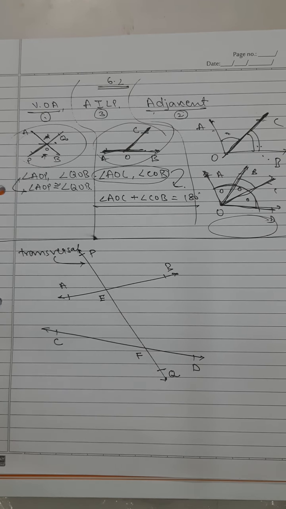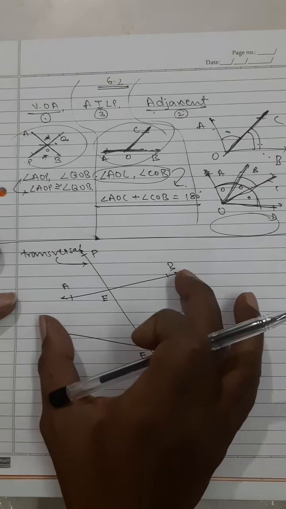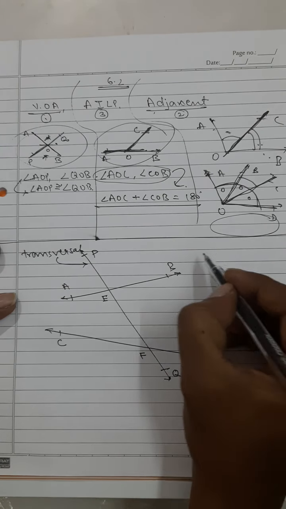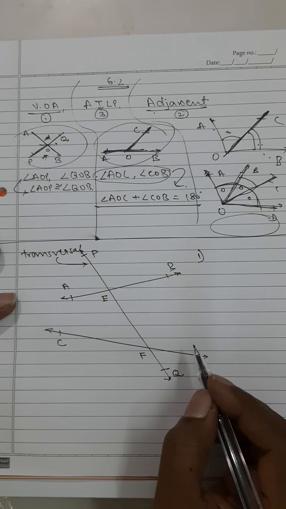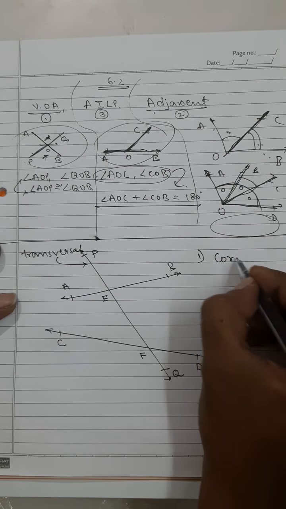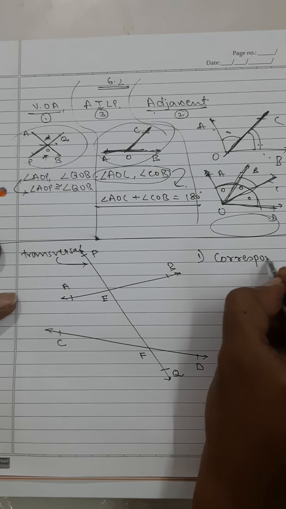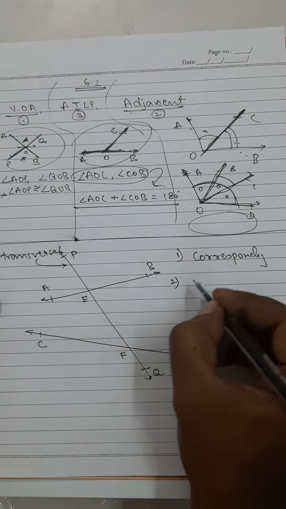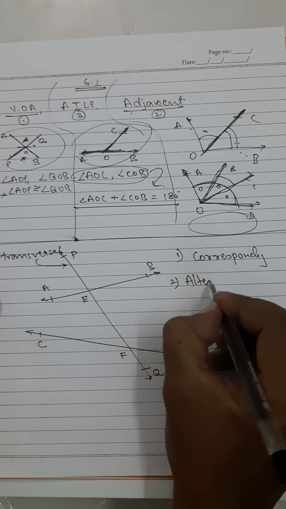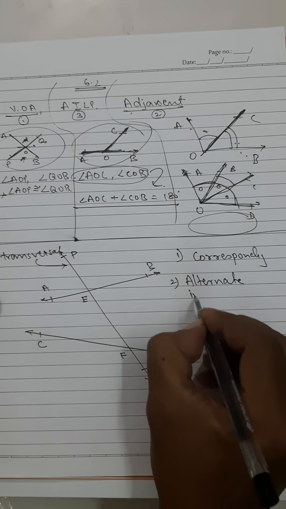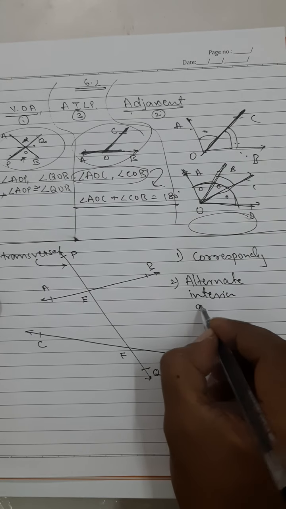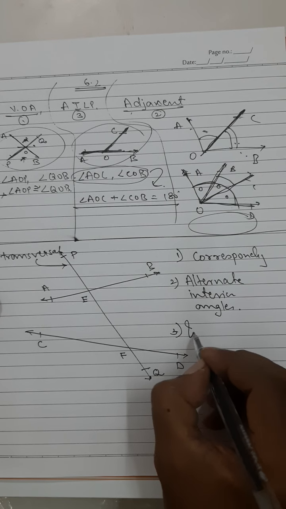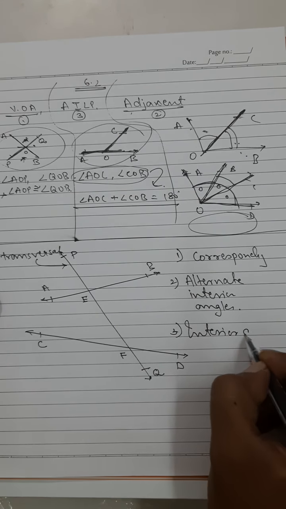Now whenever two lines are cut by one transversal, there are in total three types of angles formed. One is corresponding angles, fine. The other one is alternate interior angles, and the third one is interior angles.